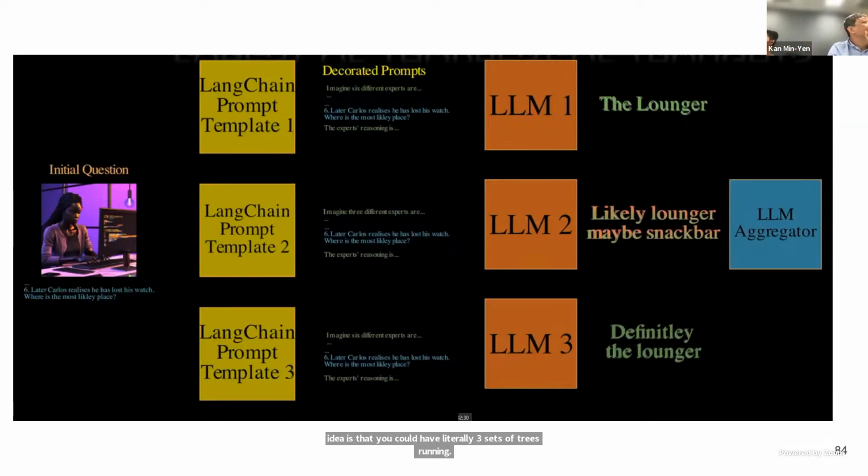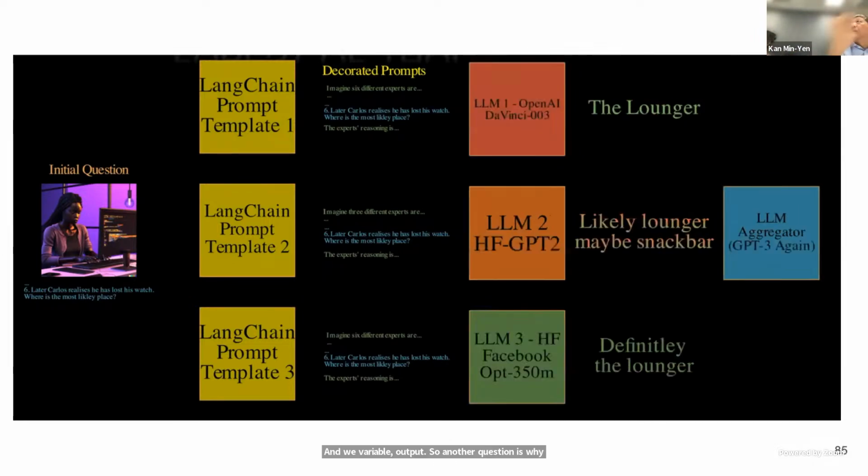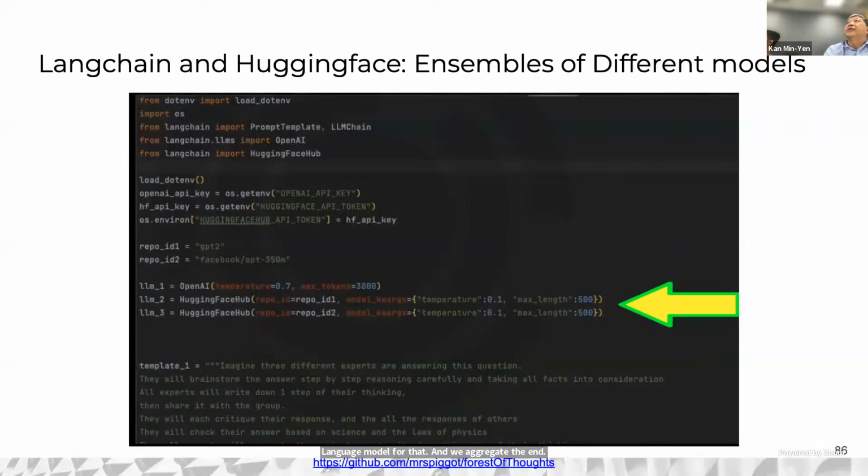So another question is, why limit ourselves to the same large language model? Why not use different models? Get more variety. The more variety and the more diverse viewpoints on the same problem, the better. Sometimes when you're stuck on a problem, you go for fresh air, some people for a smoke, some people for coffee, and then suddenly, oh, new insight. You come back and look at the problem again. In this case, we use different language models, and we aggregate at the end using a GPT-3 aggregator to get the result.